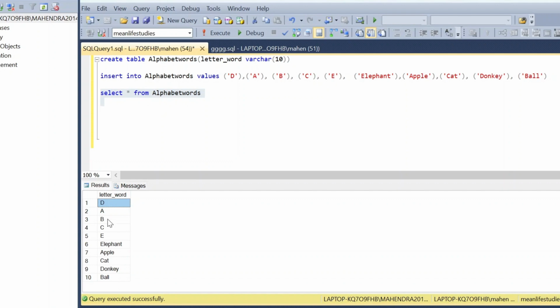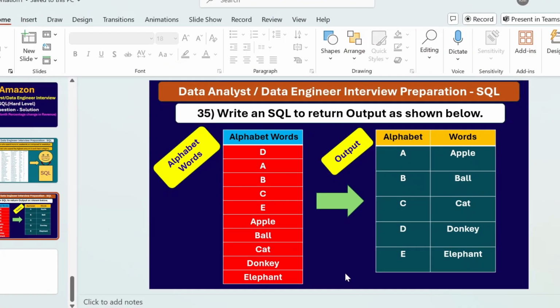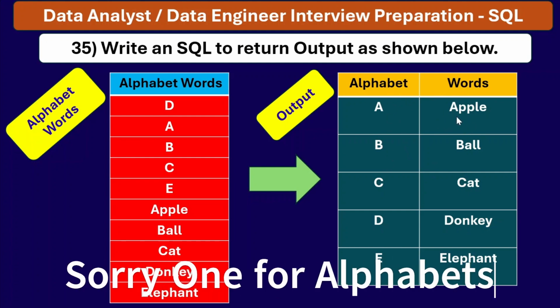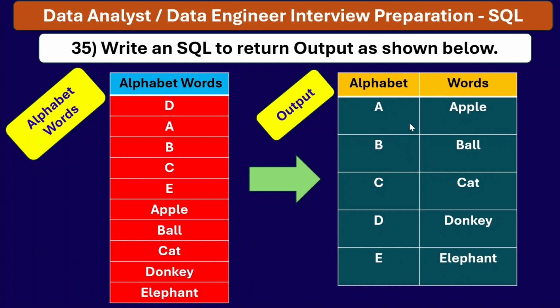I mean, in our childhood, we might have seen these things like A for apple, B for ball, like this. You can see it, right? So we need to showcase that. I mean, we need to return this kind of output. You can see here, it is a given input table and we need to return the output as two columns, one for letters and one for words. Okay, how can we return?